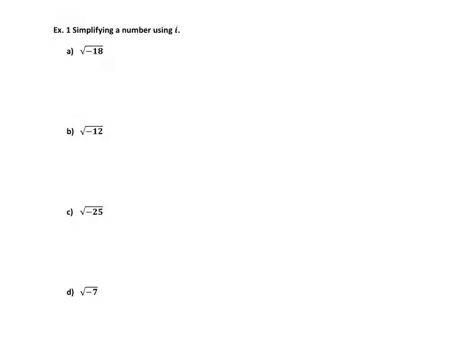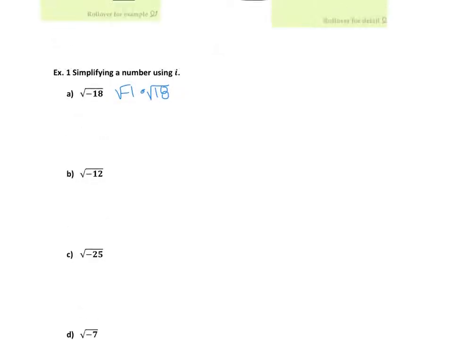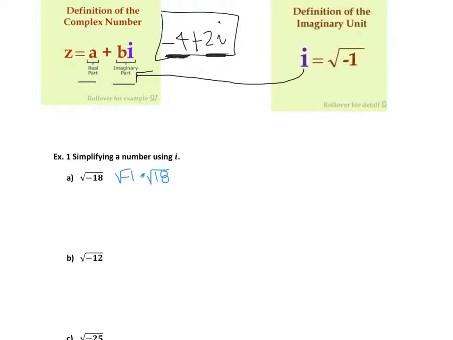Now when I pull out the negative, that is like saying -1 times the square root of 18. And if we go back up, we know the square root of -1 we can write as i. So what I'm going to do is when I pull out the negative, it's going to be i square root of 18.